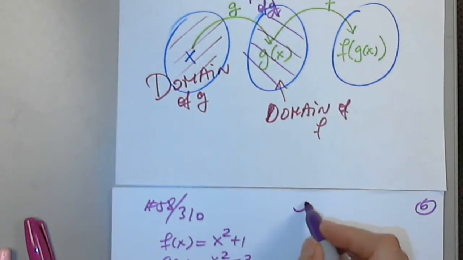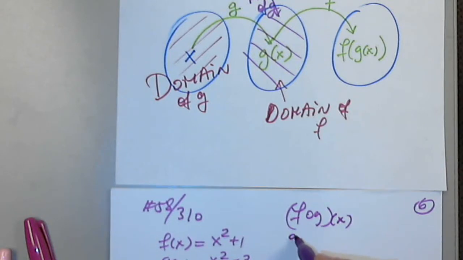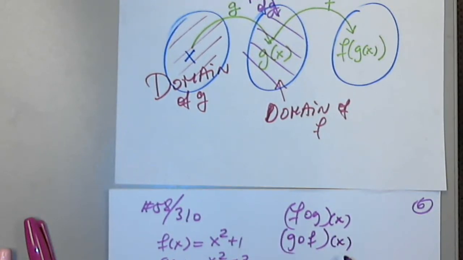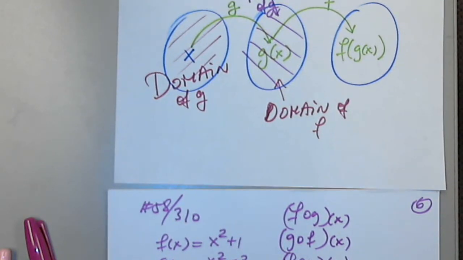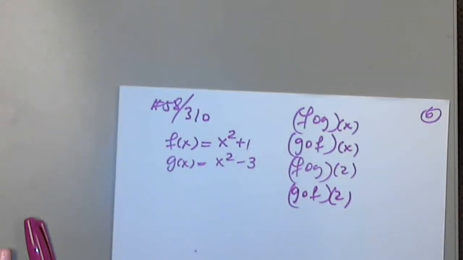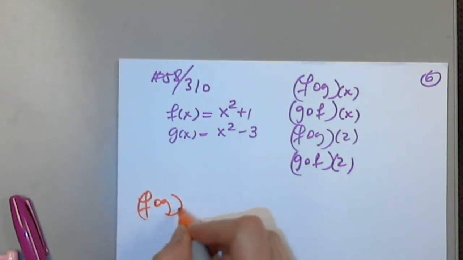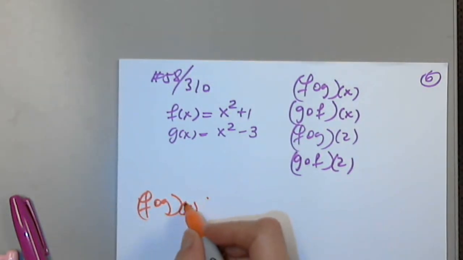f comp g of x. We are asked g comp f of x. We are asked f comp g of 2 and g comp f of 2. Ready? So let's start with f comp g of x. I'm sorry, I meant x.